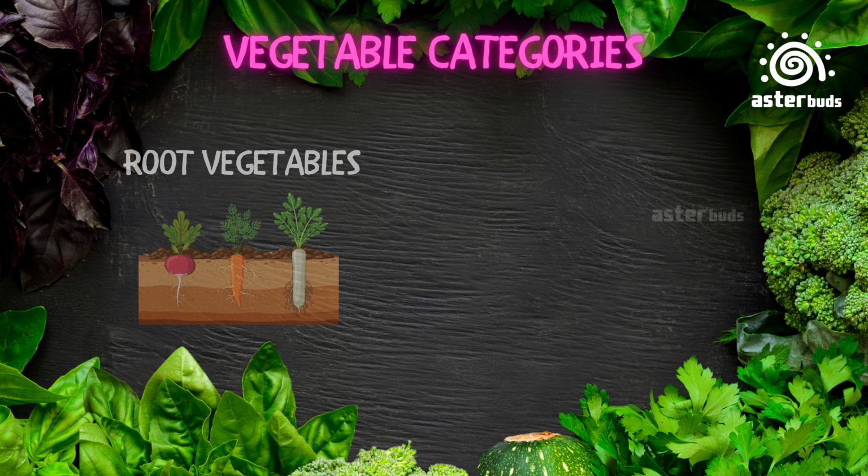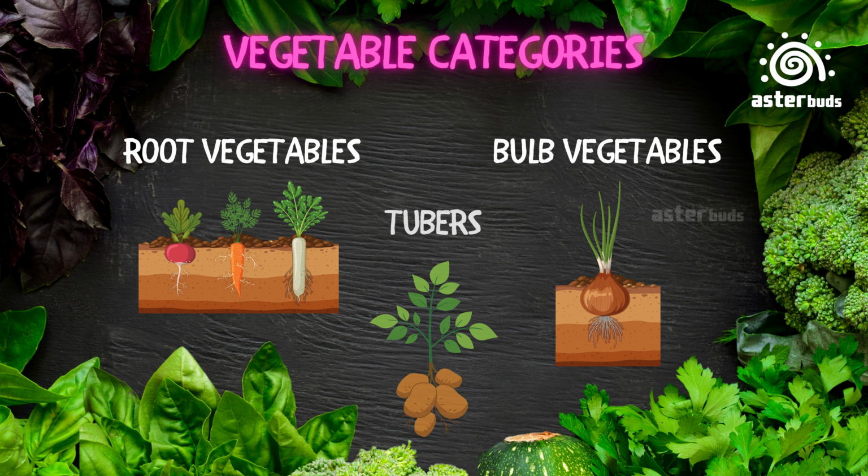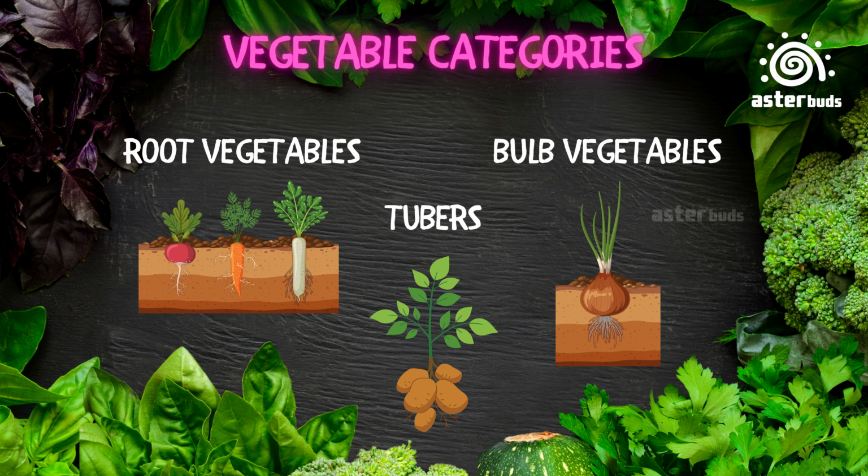If you observe the root vegetables, bulb and tuber vegetables, all of these vegetables grow underground. But what makes the difference? Let's dive deep into it and understand the difference.